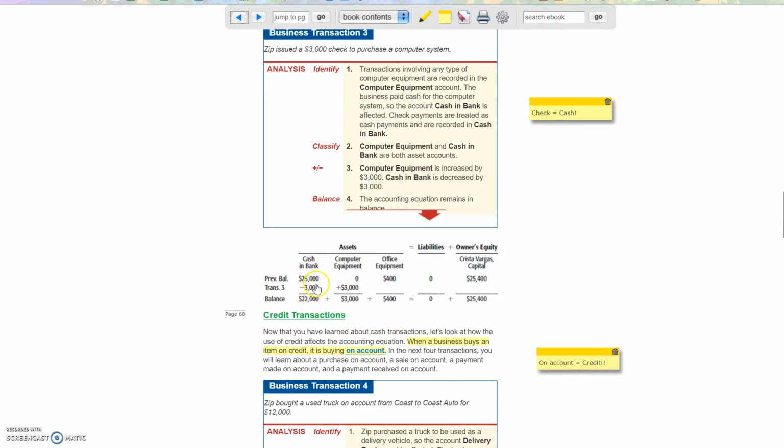So if cash is going down, now what's in that account is $22,000 instead of the $25,000, and now what we didn't have in computer equipment, we have $3,000. So if I add both sides up, they're both still equal to $25,400. So it doesn't have to be 1 from each side. It can be 2 from the asset side as long as 1 is going up and 1 is going down.